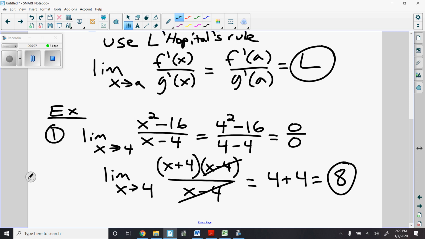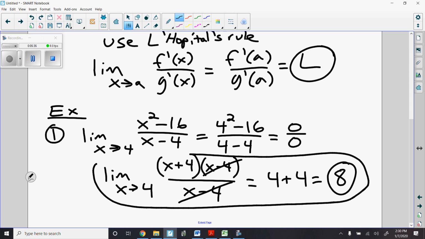Okay? But I want to show how this could work using L'Hopital's rule. So that's one method you could use to solve it. So this is the old method. And it worked just great. It can still be used. But L'Hopital's rule could also be used here because we came up with that indeterminate form.